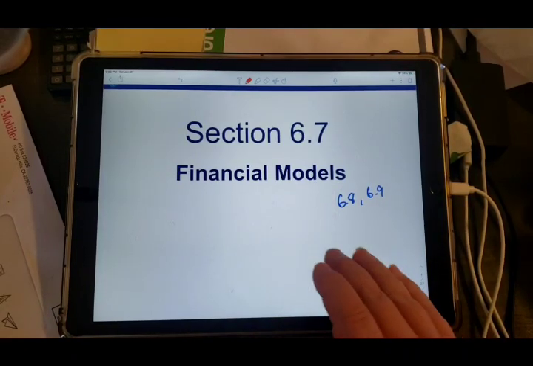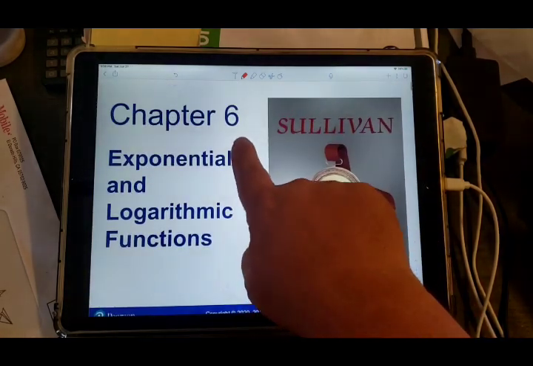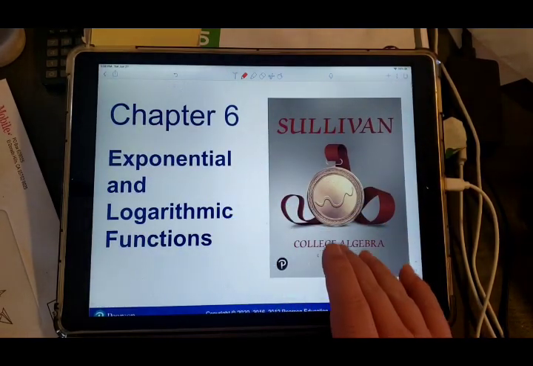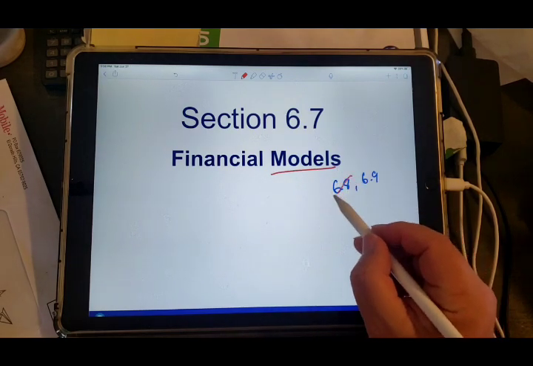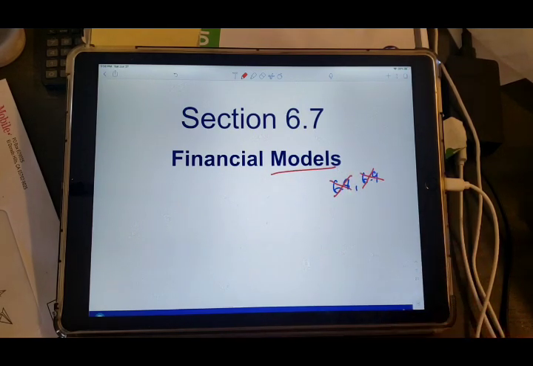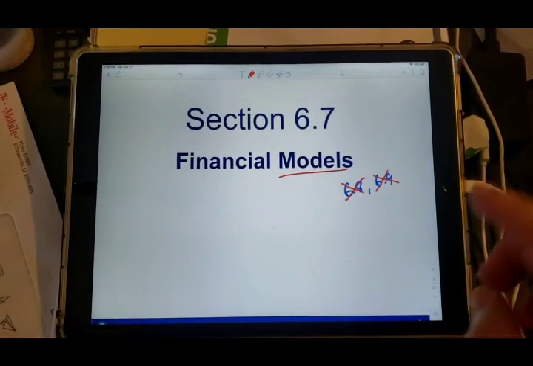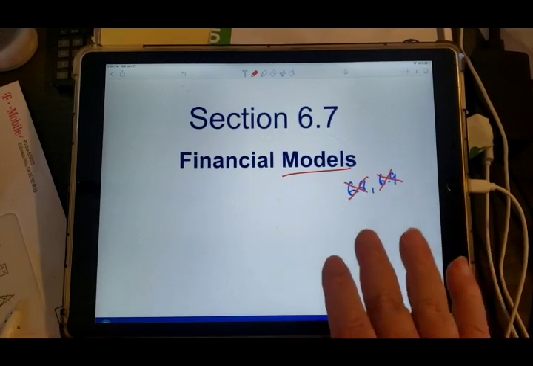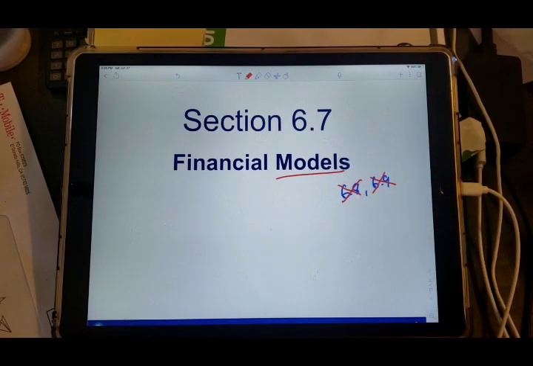All right, we are in section 6.7 of chapter 6, exponential and logarithm functions, and we're going to stop at 6.7. There are other models in 6.8 and 6.9, and honestly, some of these other models might be more interesting to some of you, I don't know, biology or exponential growth or something like that. Decay, radioactive decay, things like that are in the book.